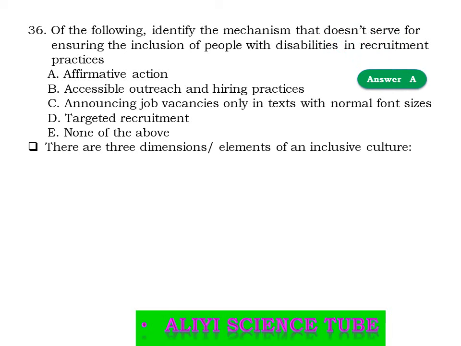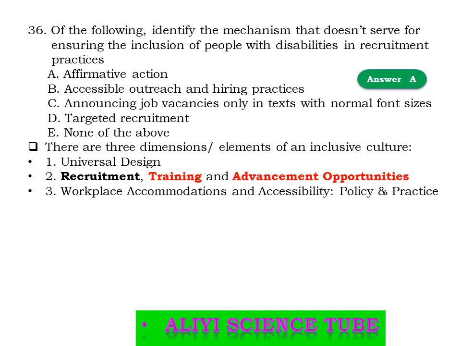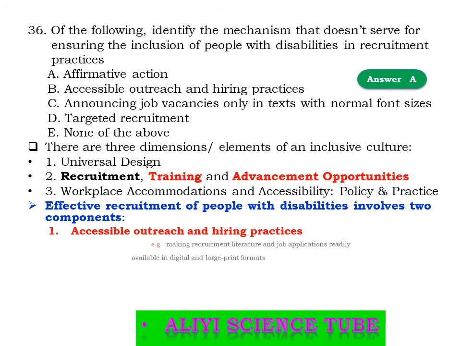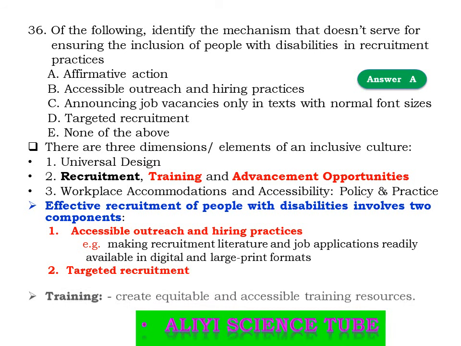There are three dimensions or elements of an inclusive culture: universal design, recruitment, training and advancement, and workplace accommodation, accessibility, policy and practice. So the effective recruitment of people with disability involves two components: accessible outreach and hiring practice. For example, announcing a job vacancy in normal font size is under accessible recruitment. Also targeted recruitment. So B, C, D are recruitment practices.